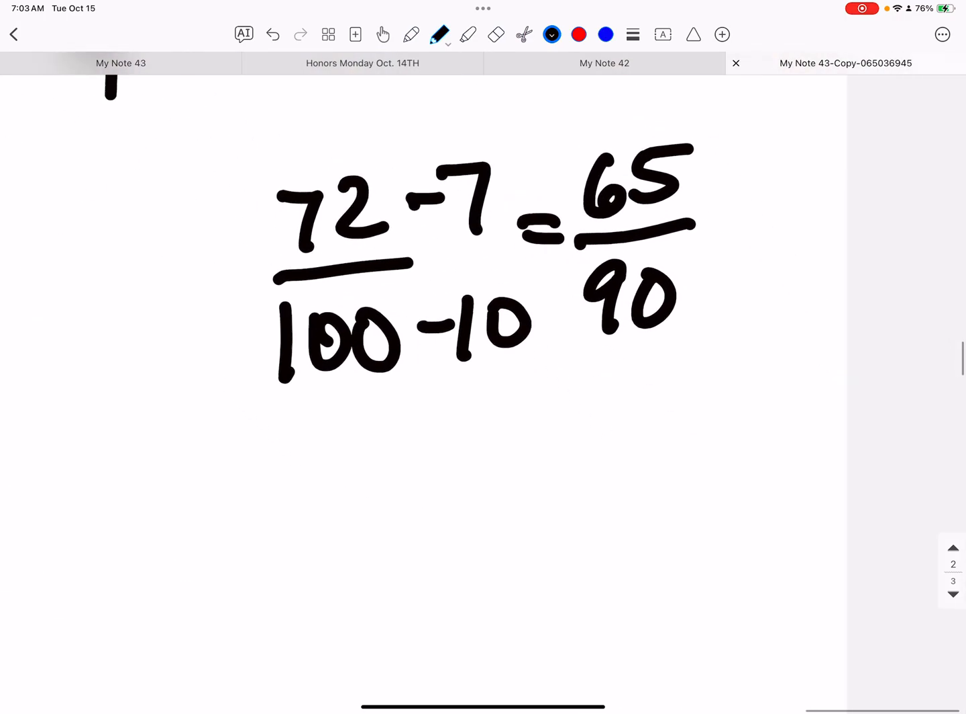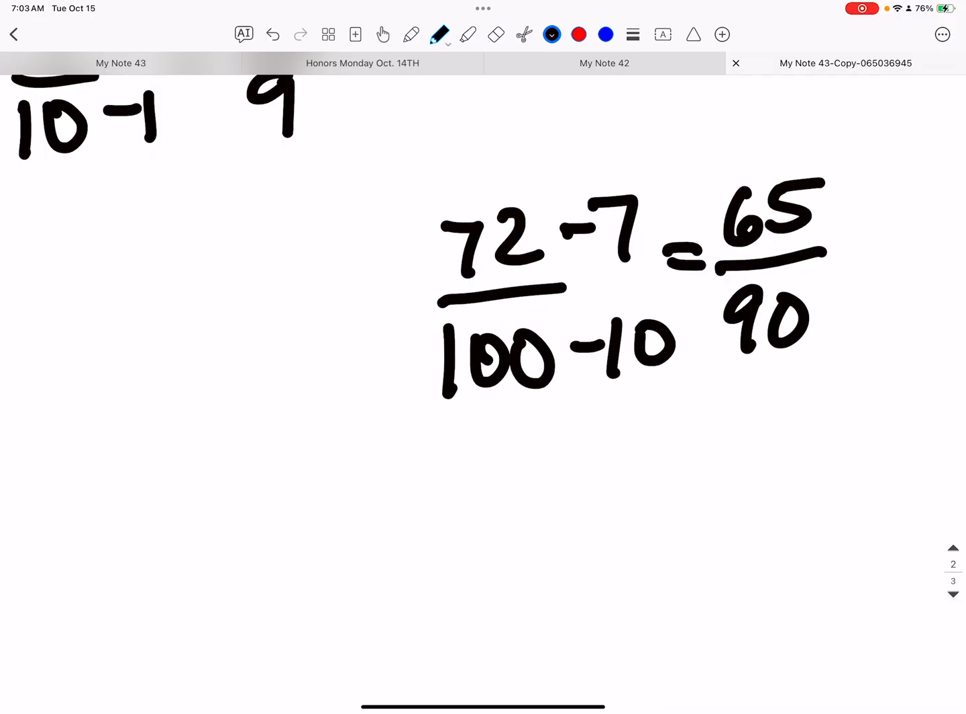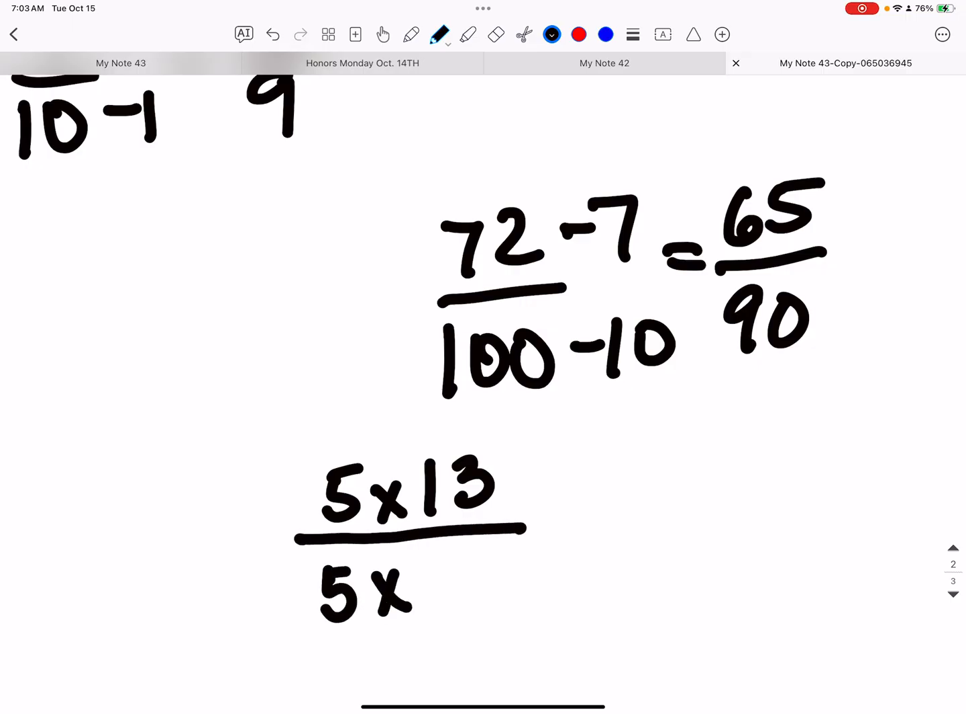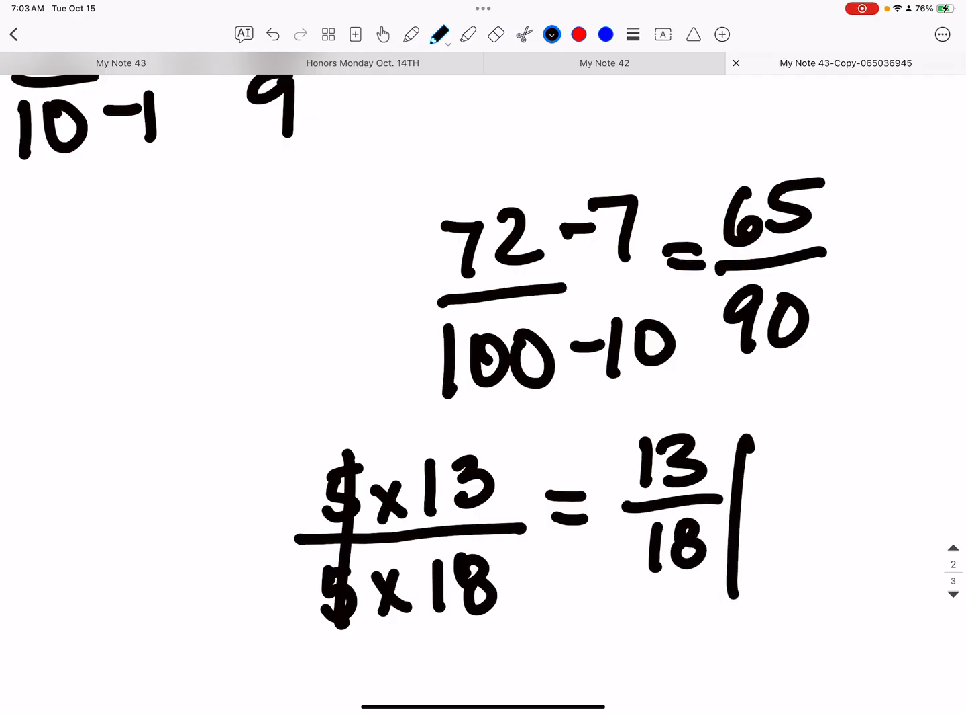All right, I know 5 goes into each of these. Let's see. 5 goes into 65 how many times? 5 times 15? No, 5 times 13. And 5 times 18. So the 5s cancel out, and this is 13/18.